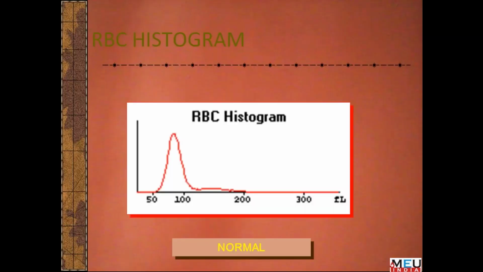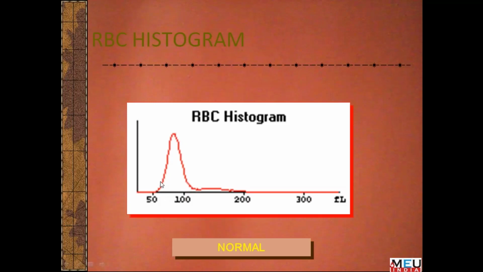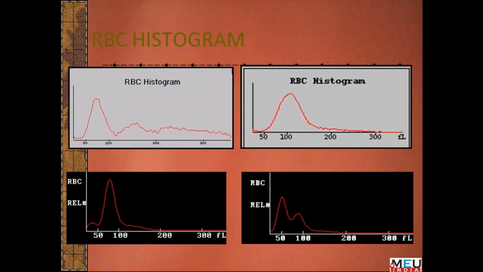Now the normal RBC histogram: you see the normal RBC size is 80 to 100, with the median coming around 90. Now this is the normal size of the histogram, and this is the amount of anisocytosis. Any shift to right or left, or the amount of anisocytosis, will lead to a change. Now let's see some histograms.